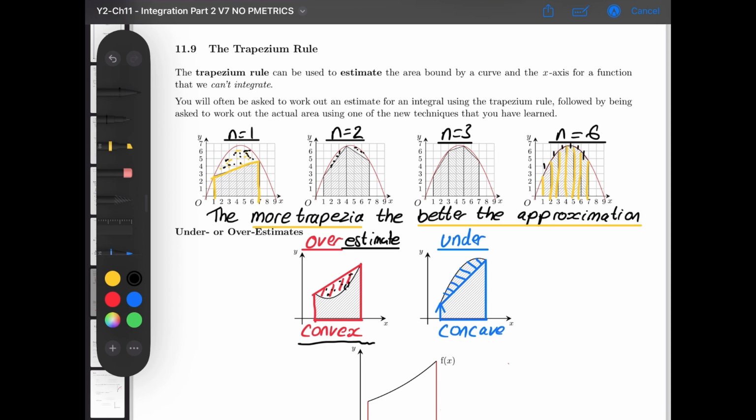when the actual trapezium includes more area than the area under the curve does. However, there's a flip side. Sometimes we will underestimate the area. And this will occur when the curve is concave, because now we've got an added area here that is excluded from the trapezium.